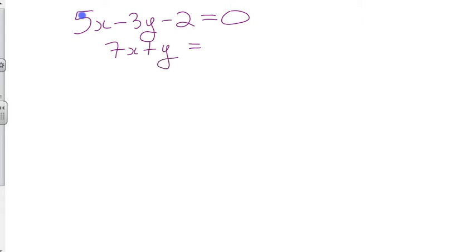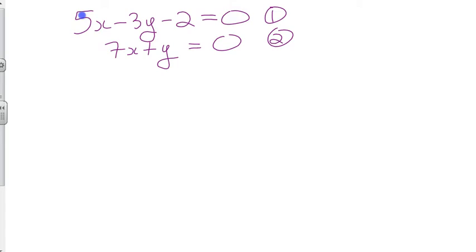All right, but let's do another one. 5x minus 3y minus 2 equals 0. This is a general form equation, right? And 7x plus y equals 0. So they're both general form equations, right? So we look at it and we say, which equation, well, I better number them. So let's call this 1. And let's call this 2.